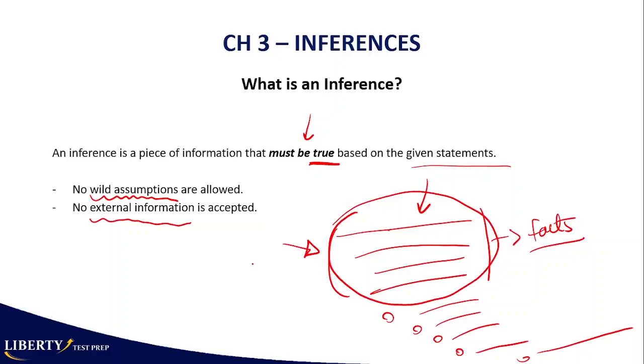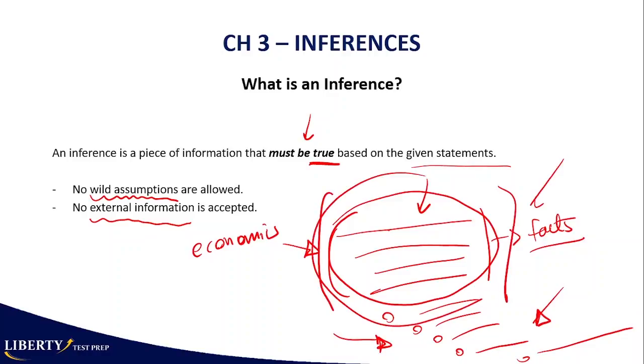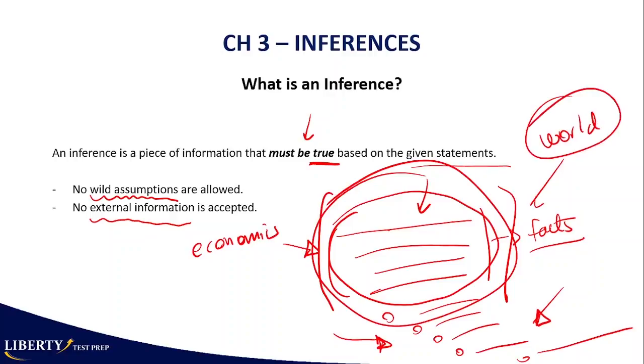So basically, when you are deducing something, you're inferring something from this set of facts, you are not allowed to introduce external information or information that you know. For example, if they're talking about economics, okay, and you know something about economics because let's say you're an economist, okay, you cannot use your own knowledge to supplement the answer here, okay. You just have to base it on these facts. This whole argument constitutes your whole world, okay. You shouldn't use any other information other than that.